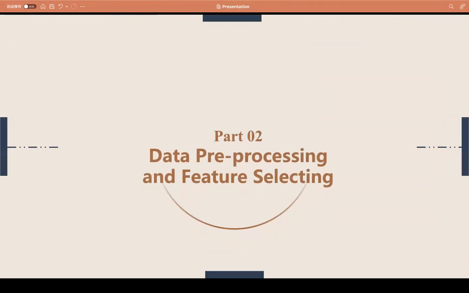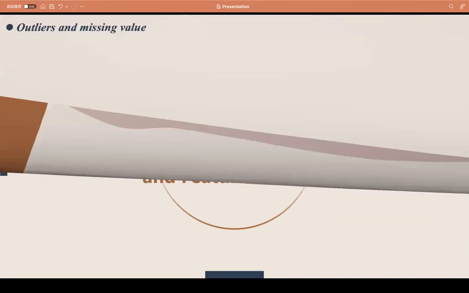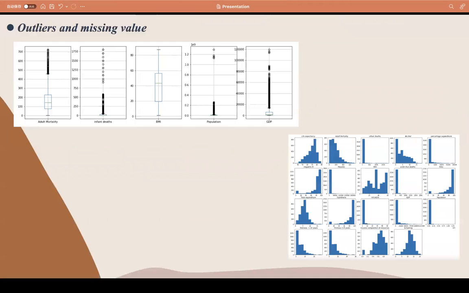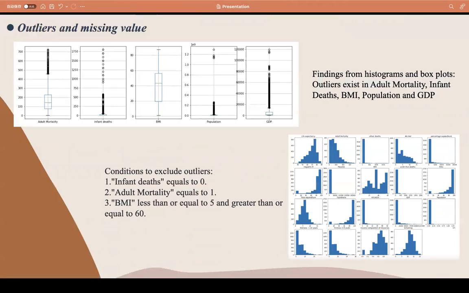The next part is about data pre-processing and feature selecting. Firstly, we made several box plots and histograms to check for the obvious outliers. Concluding from the plots, the outliers exist in adult mortality, infant deaths, BMI, population, and GDP. After adopting the conditions below, we exclude the outliers by replacing them with nulls.